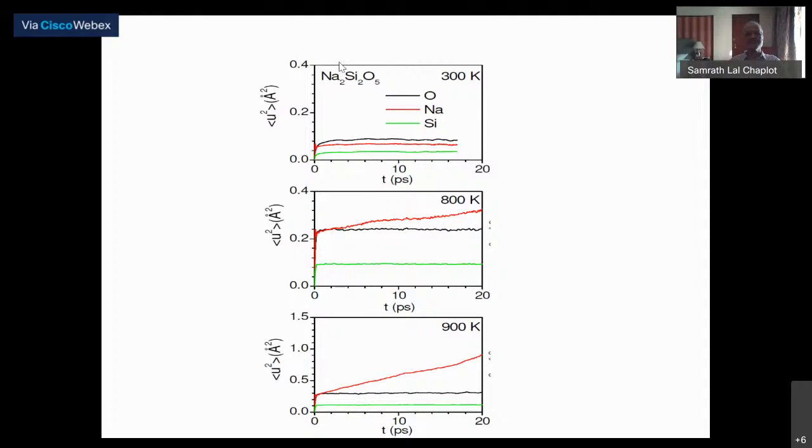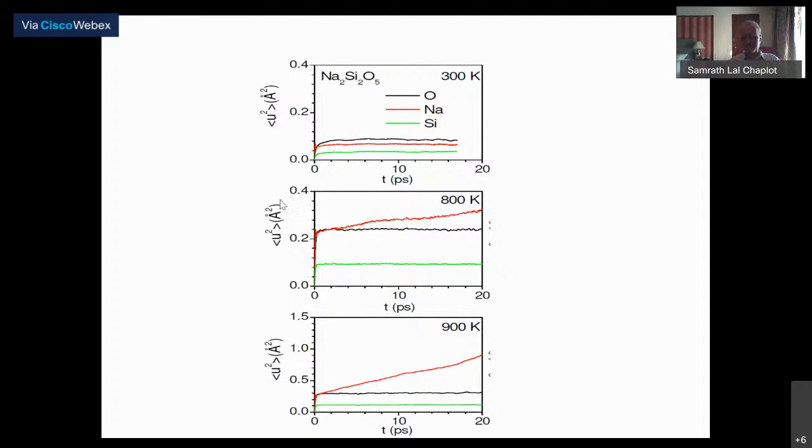However, this particular system is known to have some diffusion of sodium at high temperature. So further simulation was done at higher temperature, and you can see that at temperatures like 800 K or 900 K, the oxygen atom denoted by the black curve and the silicon by the green curve do not change with time after the initial equilibration time. This is the equilibration time, typically let's say 1 or 2 picoseconds. Only after that do you get equilibrium values. Before that you have a lot of memory of the initial state.